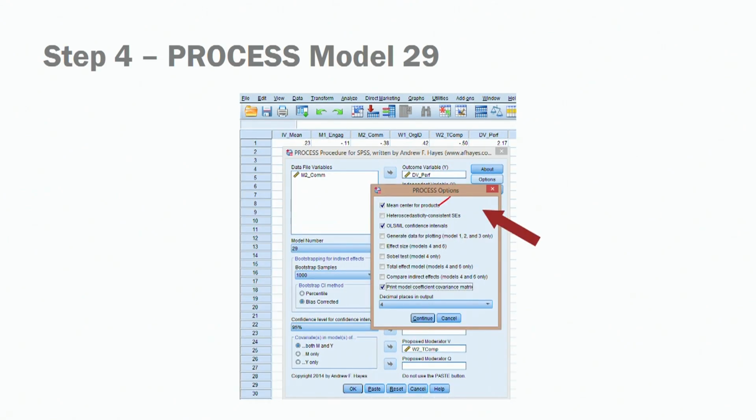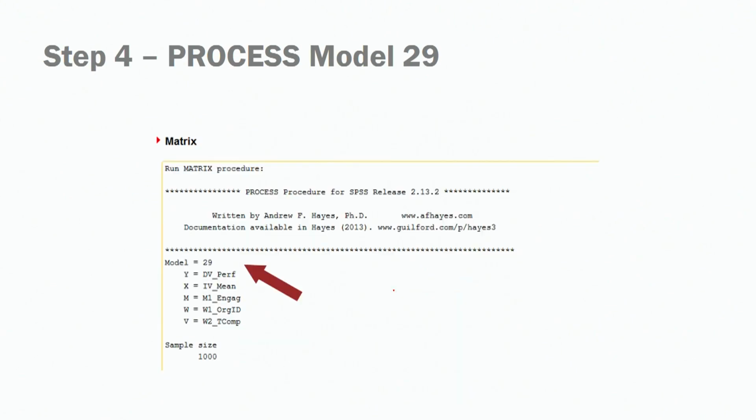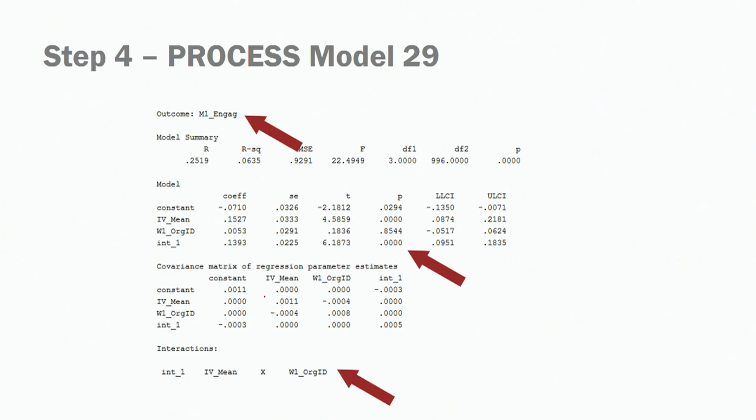Mean center the products and print the covariance matrix. Click on OK and you get the output. So in the output, you first double check that you select the correct model, model 29. And then you can check the variable names: performance, meaningfulness, engagement, organization identification, and task complexity. Yeah, everything is there. Scroll down on your output and you'll see the 2 different steps there.